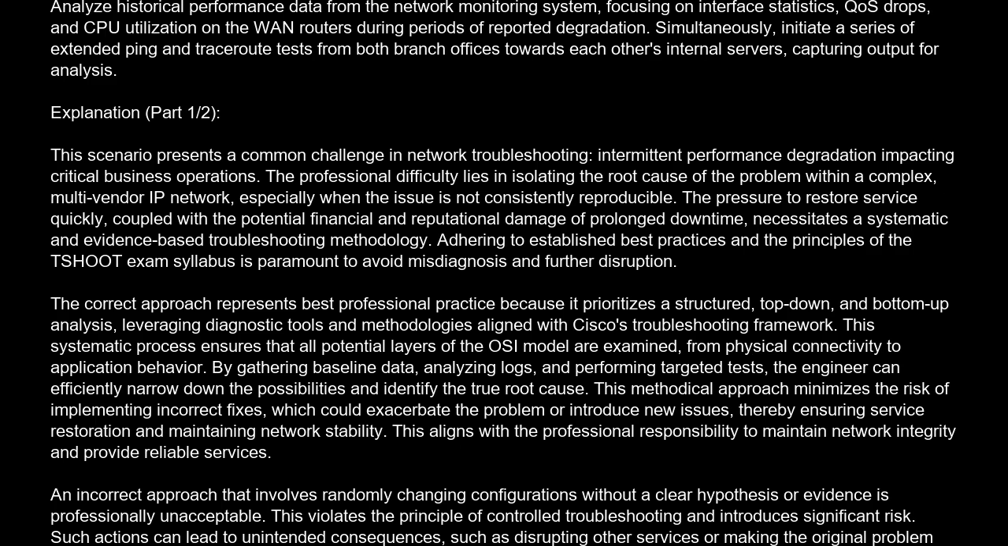The correct approach represents best professional practice because it prioritizes a structured, top-down and bottom-up analysis, leveraging diagnostic tools and methodologies aligned with Cisco's troubleshooting framework. This systematic process ensures that all potential layers of the OSI model are examined, from physical connectivity to application behavior. By gathering baseline data, analyzing logs, and performing targeted tests, the engineer can efficiently narrow down the possibilities and identify the true root cause. This methodical approach minimizes the risk of implementing incorrect fixes, which could exacerbate the problem or introduce new issues, thereby ensuring service restoration and maintaining network stability.